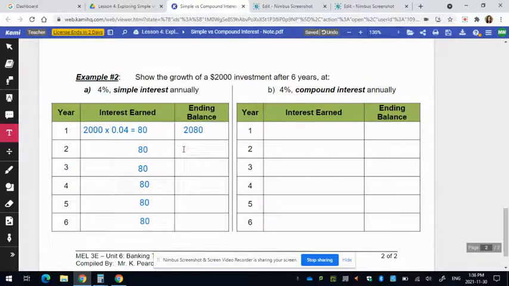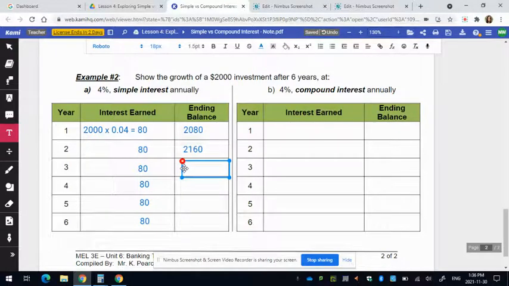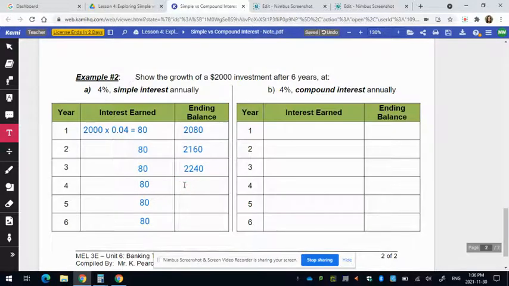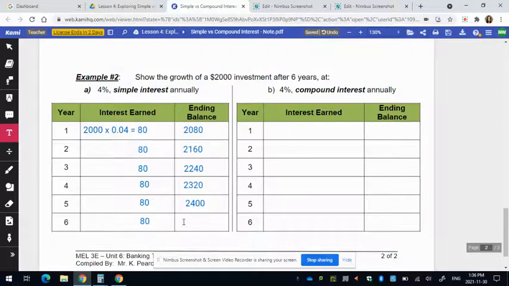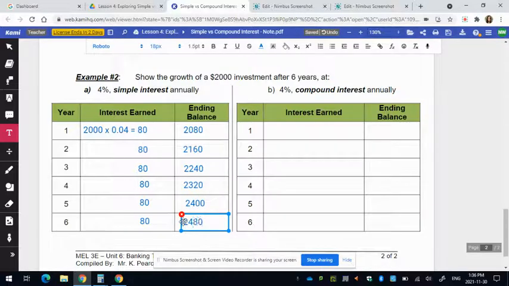The year after, we're going to add another 80 to that. So it's 2,160, 2,240, 2,320, 2,400, and finally 2,480 would be our ending balance.